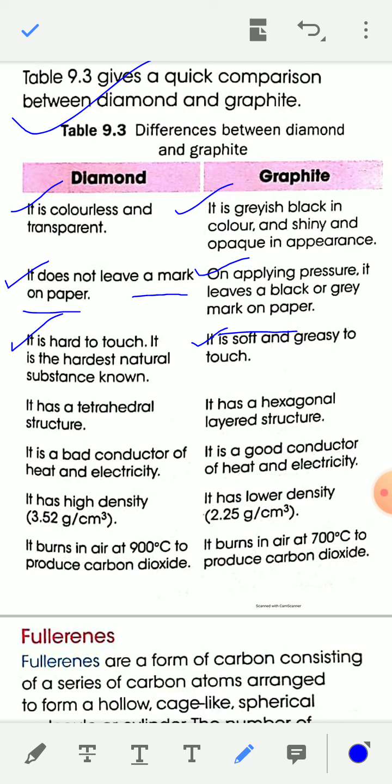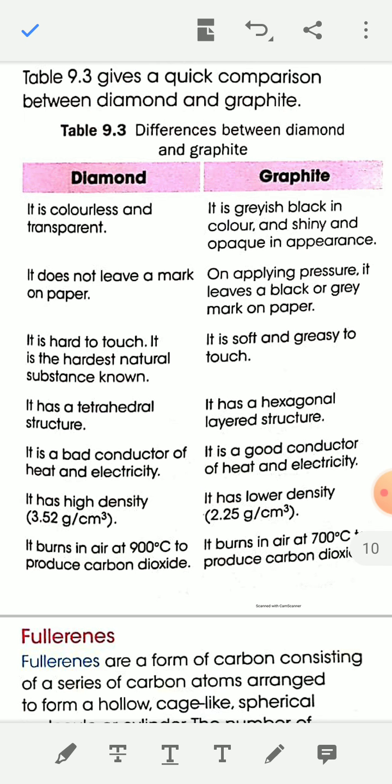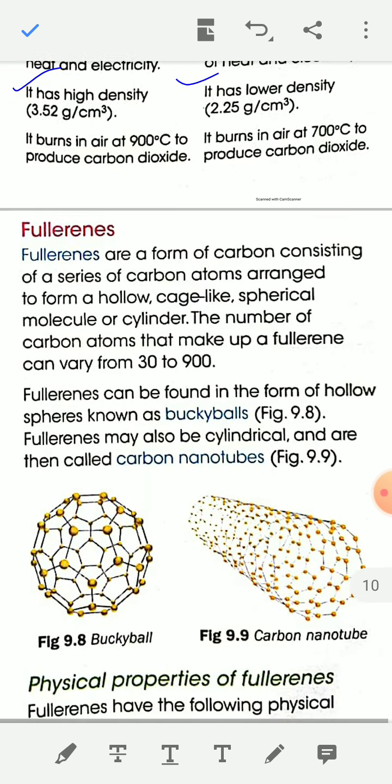The structure of diamond is tetrahedral, and the structure of graphite is hexagonal layered structure. Diamond is a bad conductor of heat and electricity, while graphite is a good conductor of heat and electricity. Diamond has high density, graphite has low density. Okay, these are some differences between diamond and graphite.